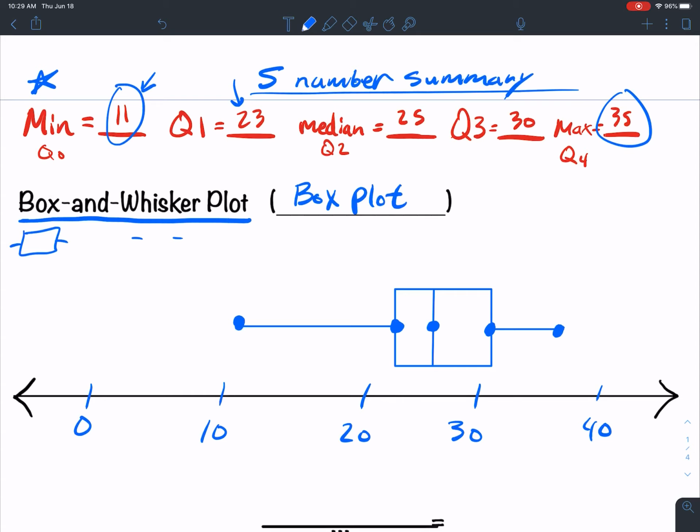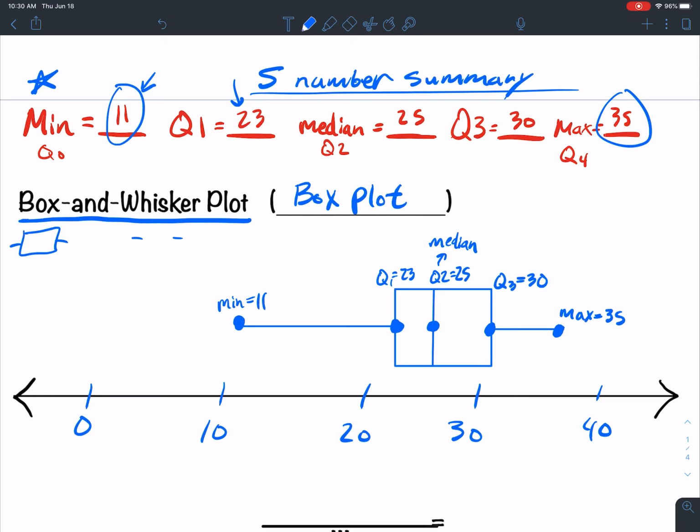The only thing left to do at this point is to label it. So the minimum is equal to 11. Q1 is equal to 23. So make sure to label. Q2 is equal to 25. Not 52, 25. And then Q3 is equal to 30, and last, the maximum is equal to 35. If you call Q2 the median, that's fine. They have different names there, so as long as you label it, that's completely okay.